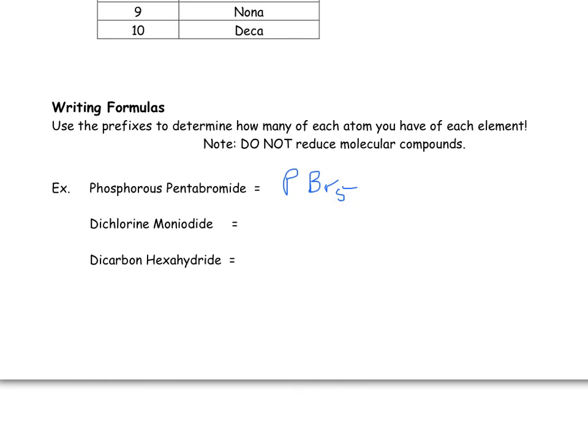Here are the answers. Dichlorine monoiodide. I have a chlorine and I have an iodine. Because of the dichlorine, I'm going to put a quantity number of 2, and the mono means I have 1 iodine. Chemists don't usually write ones. My final formula is Cl2I.